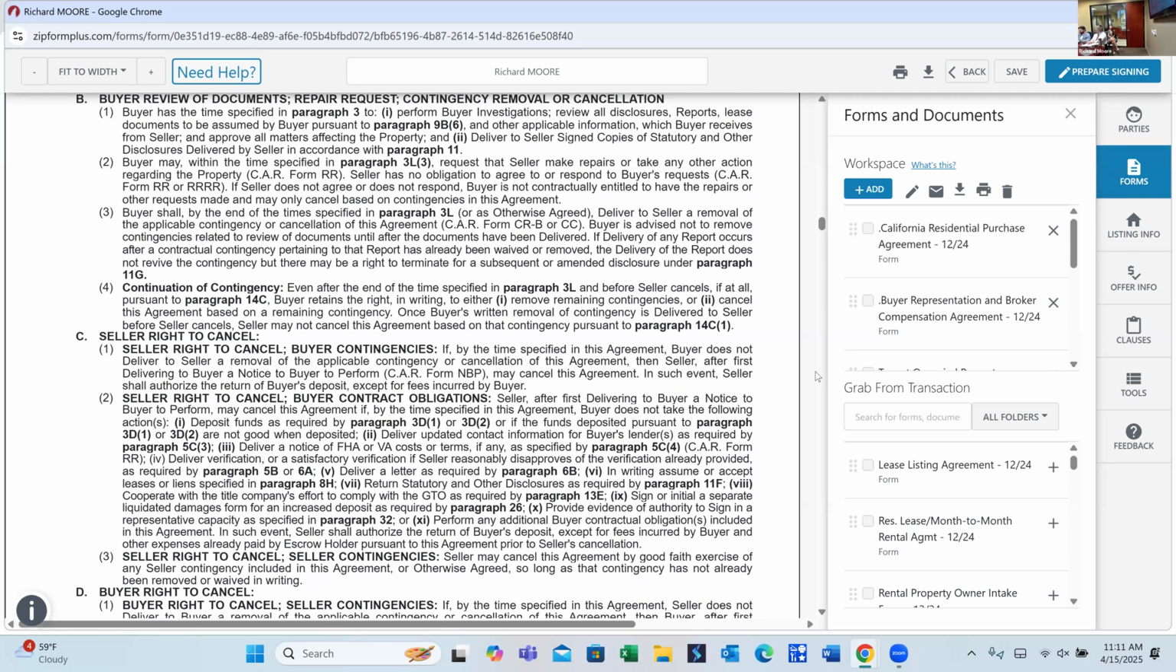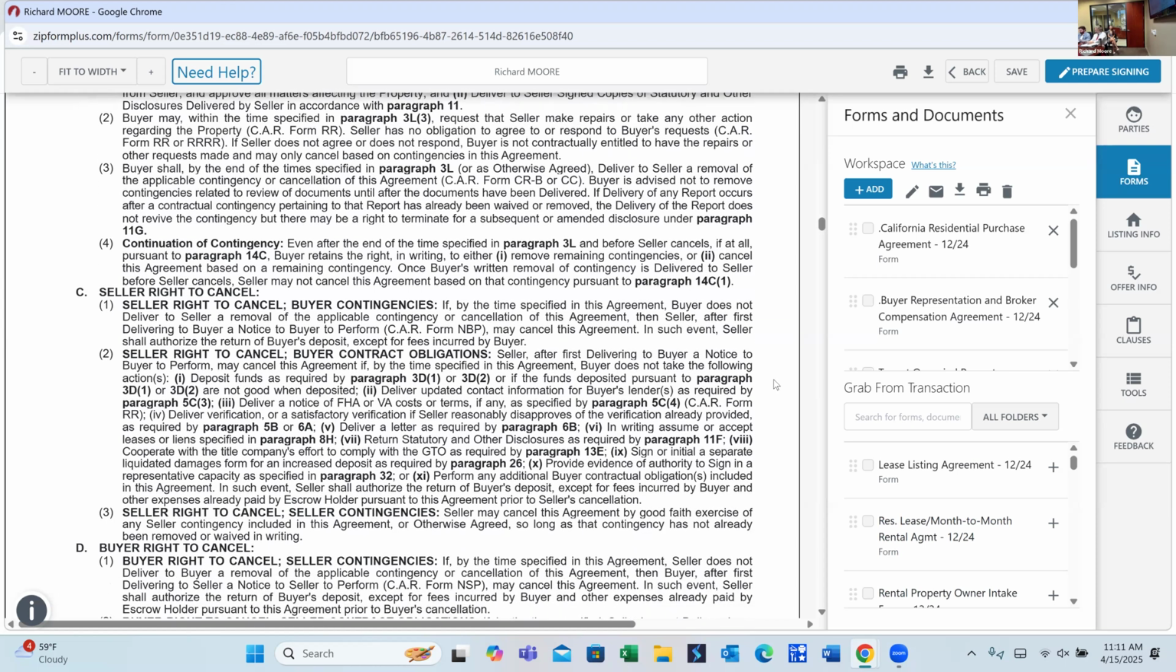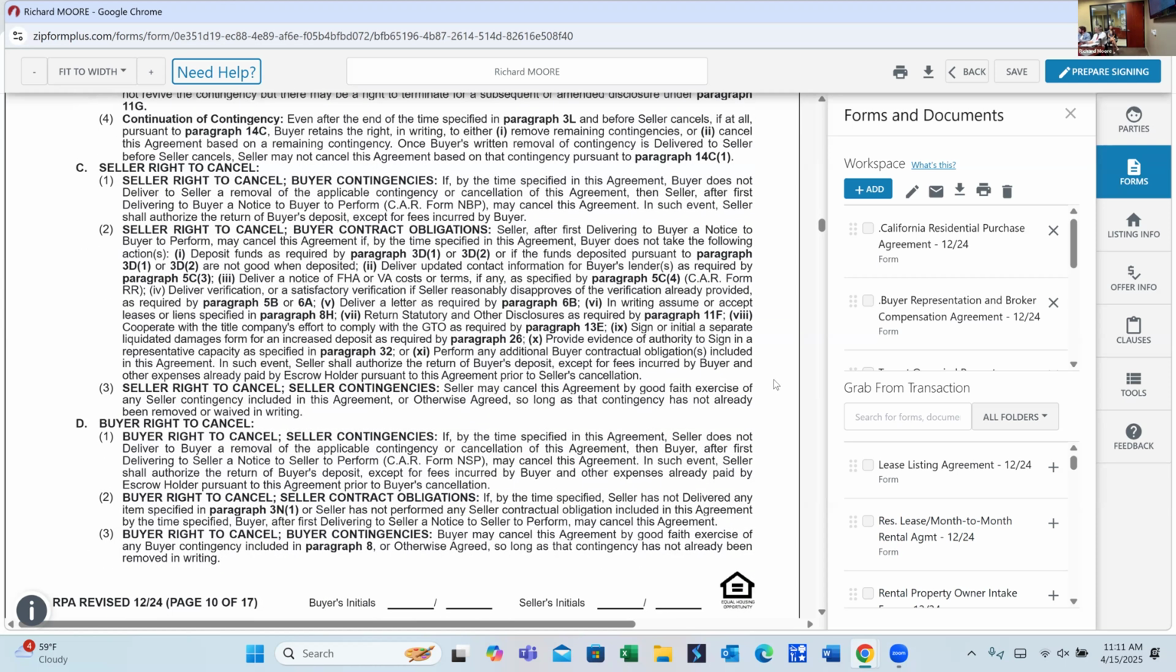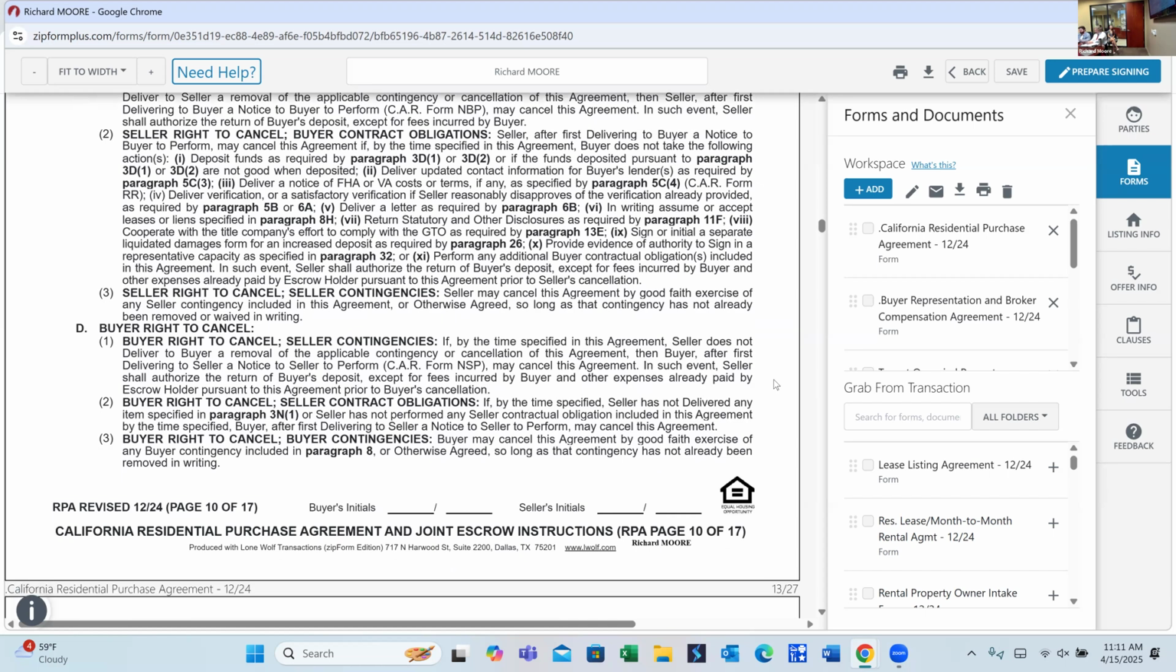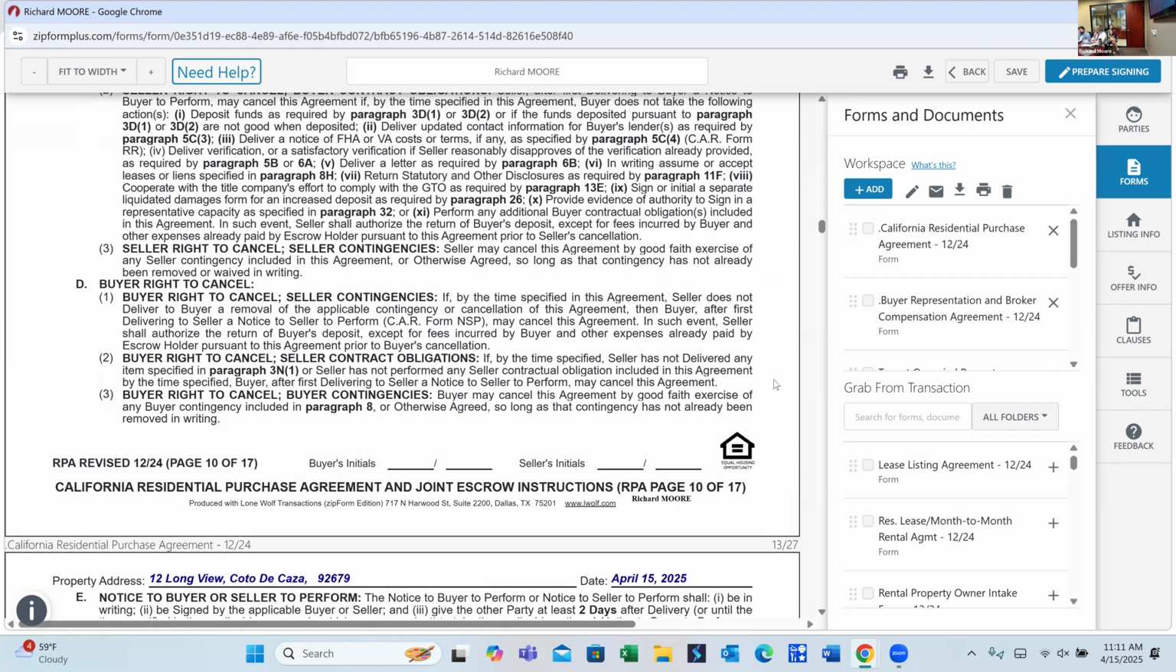Does that make sense? Okay, great. And if they don't remove their contingencies, the contingencies just live on until you force a situation. And now let's assume they remove their contingencies. Can you close a transaction if you have not removed contingencies? Yes, you can. You don't have to remove contingencies.